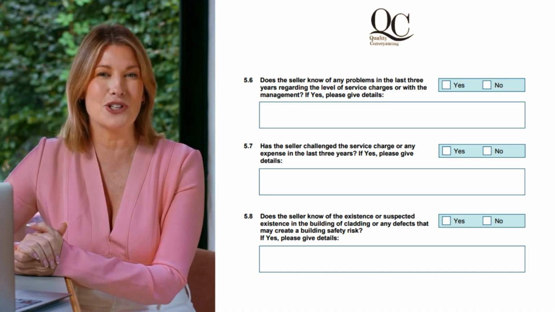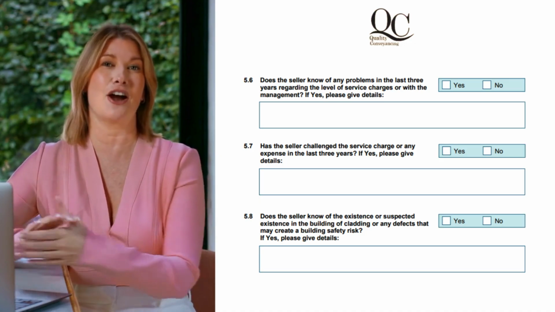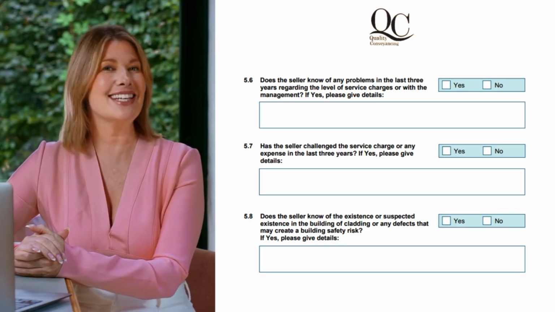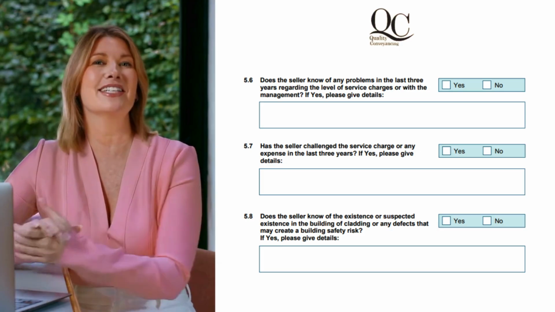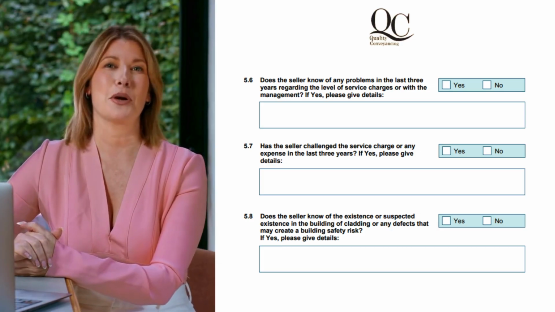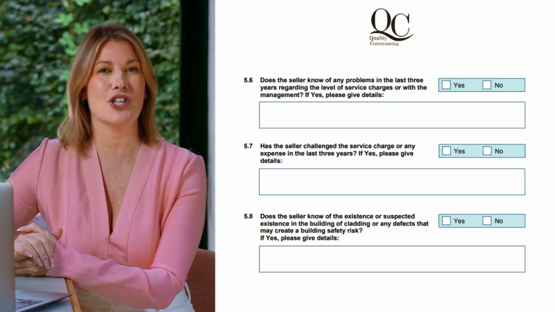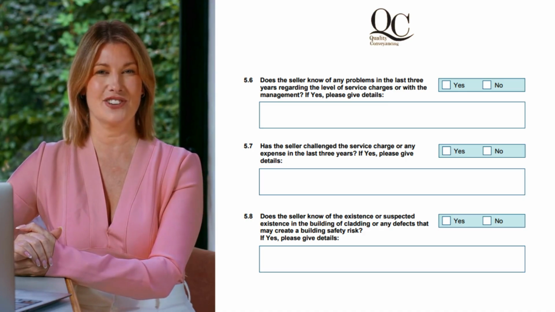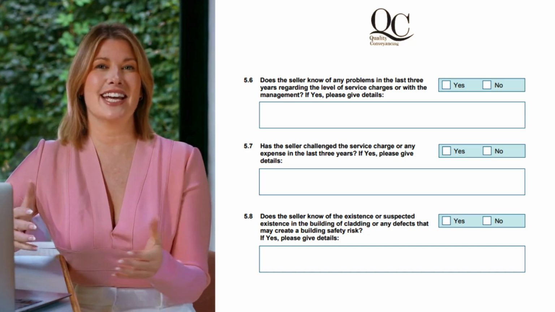You'll then be asked whether you formally challenged any service charges or expenses in the last 3 years. This might include disputing a charge, raising a formal complaint, or taking advice about whether a charge was reasonable. If you have challenged something, briefly explain what it is related to. If you haven't, just tick no.